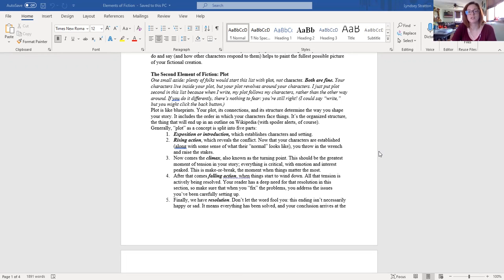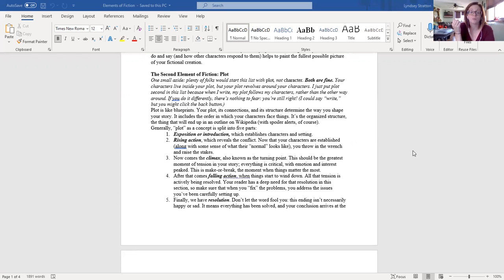So it's the blueprints. It has to have connections. It has to have structure. You have to shape it certain ways. The plot is a lot of times what people don't like, in particular about A Rose for Emily, because of the way Faulkner structures his story. How does your character face an obstacle?